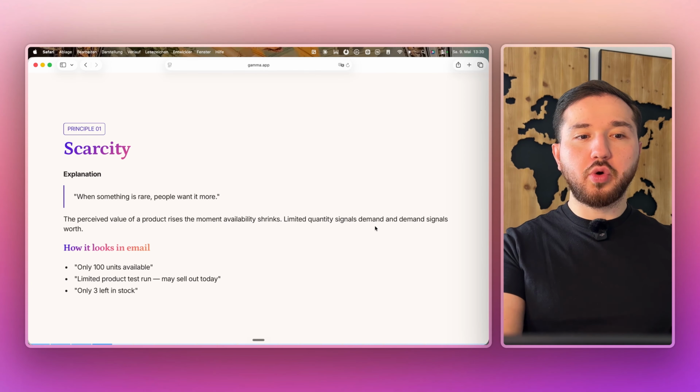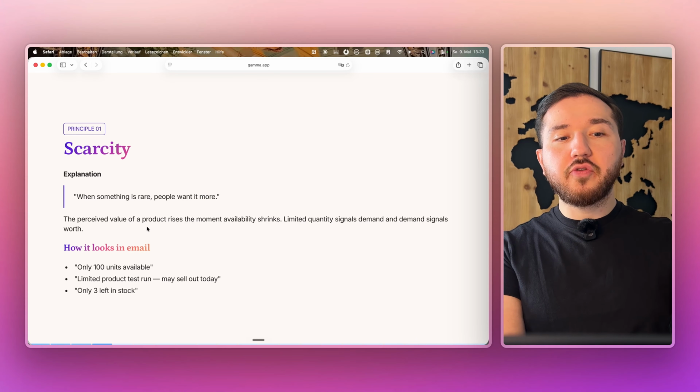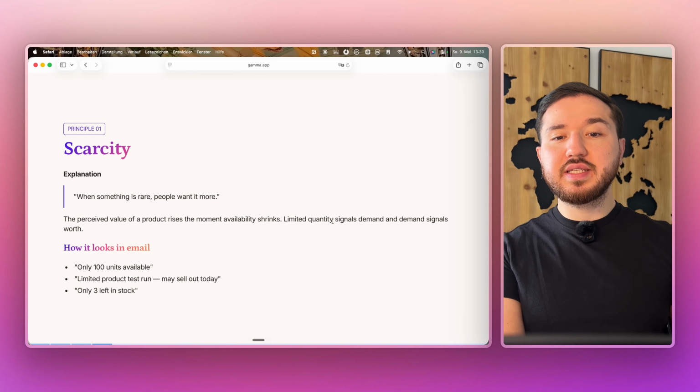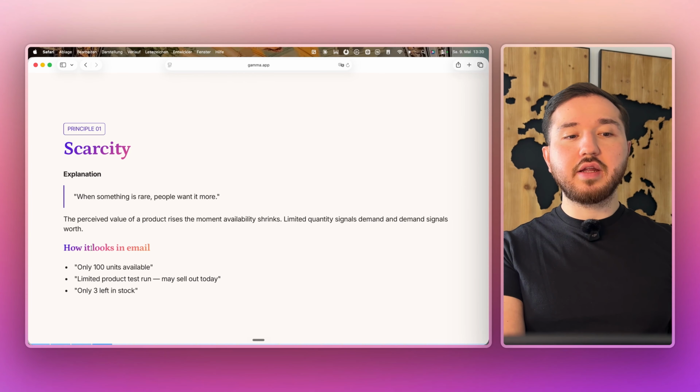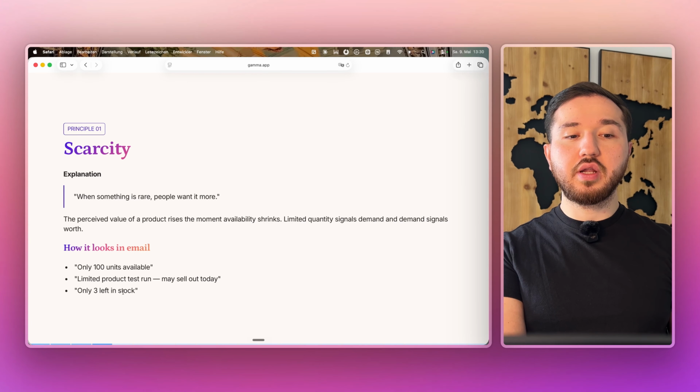So why does scarcity work? When something is rare, people want it more. The perceived value of a product rises the moment availability shrinks. Limited quantity signals demand, and demand signals worth. You can add it in an email like this. Only 100 units available. Limited product test run, may sell out today. Only 3 left in stock.